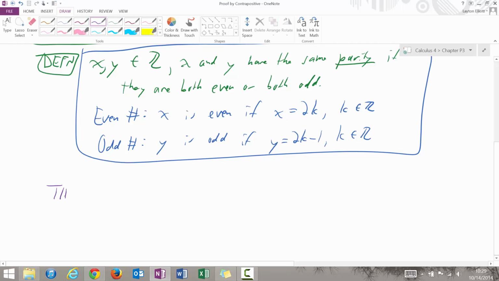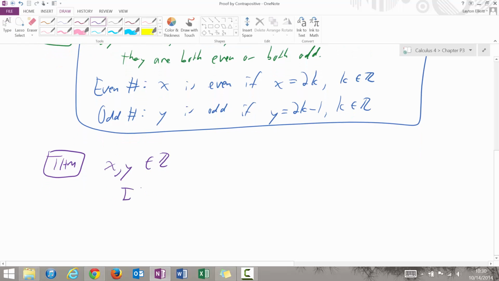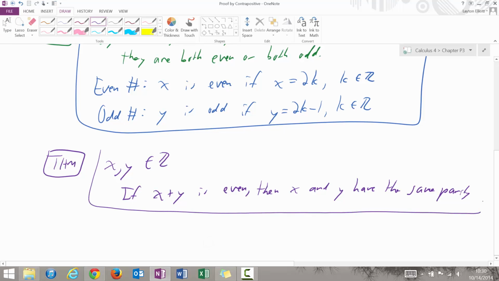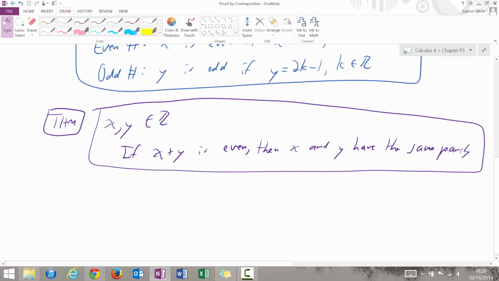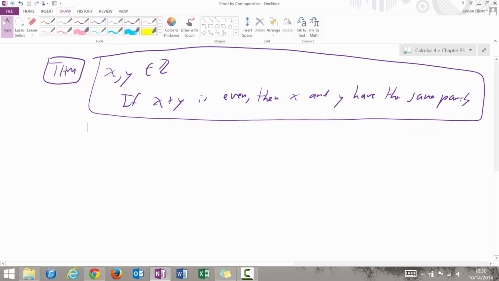So, theorem. X and y are integers. If x plus y is even, then x and y have the same parity. This is a statement that I wish my freshmen had a better concept of. If you add two numbers up and it happens to be even, then they both have to be even or they both have to be odd.